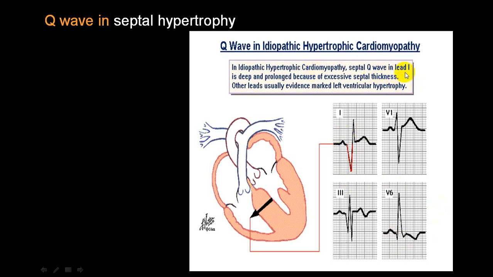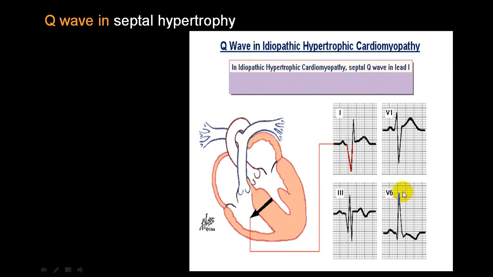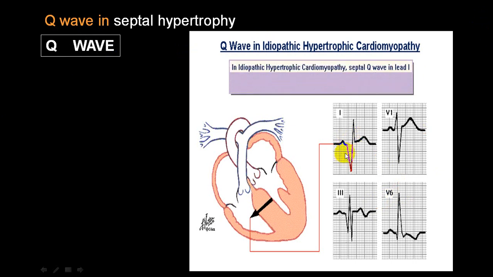So if you see a very deep septal Q wave in lead 1, it is in favor of septal hypertrophy, or what we call idiopathic hypertrophic cardiomyopathy, we call HOCM, or we call IHSS. And voltage criteria wise, you will get evidence in favor of left ventricular hypertrophy. So this is what will be seen in a case of septal hypertrophy. Lead 1 will have a prominent deep Q wave. If lead 1 is having a prominent deep Q wave and it is not so prominent in V5, V6, always suspect hypertrophic cardiomyopathy.